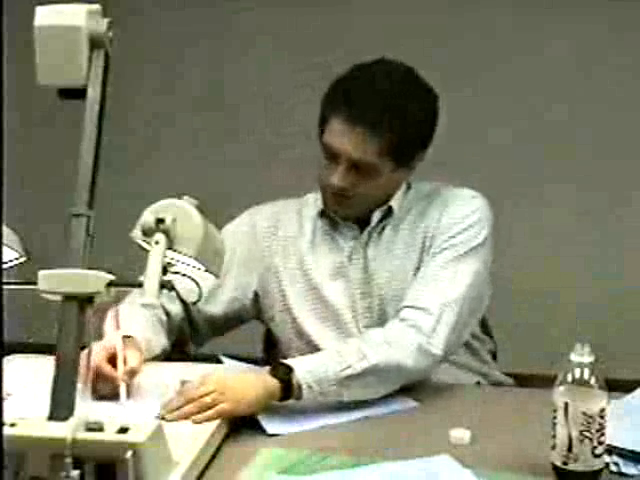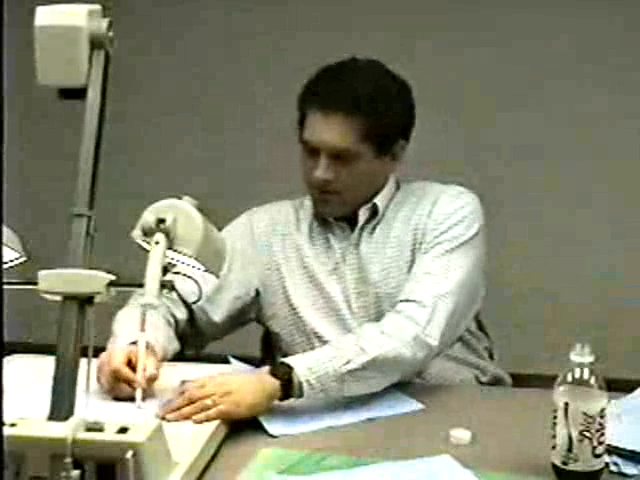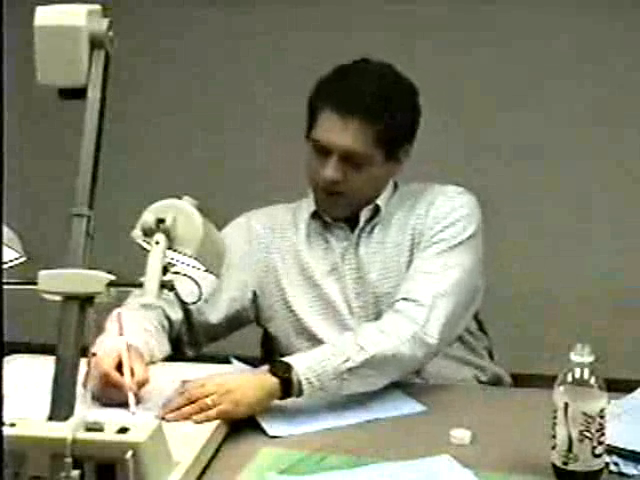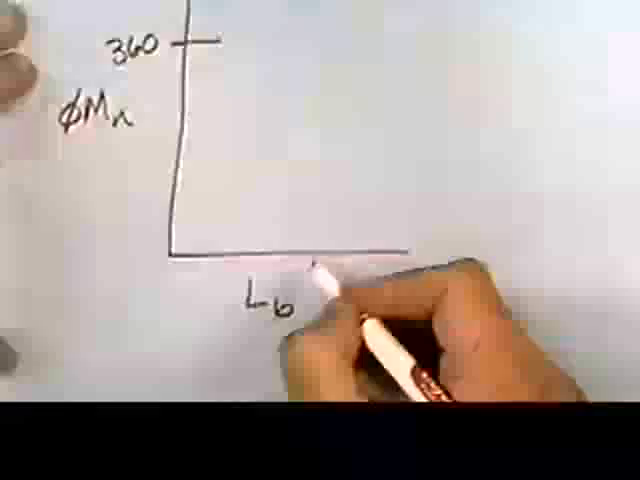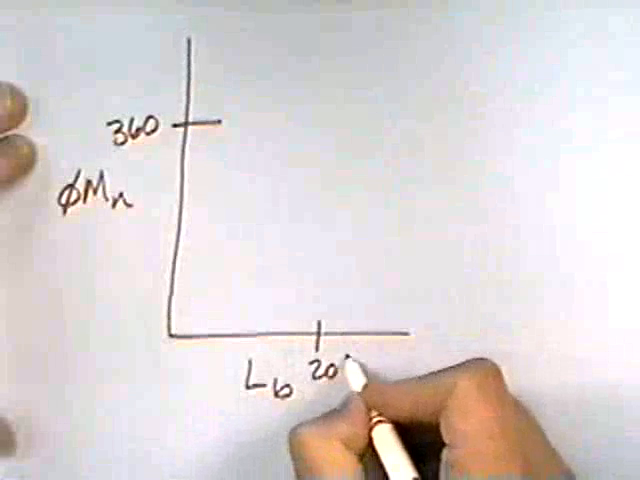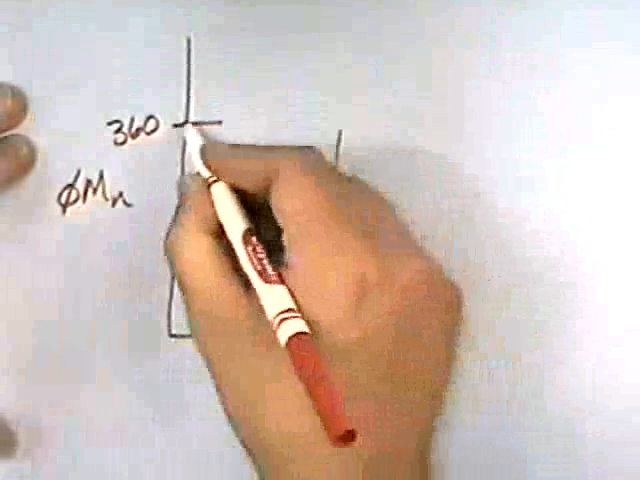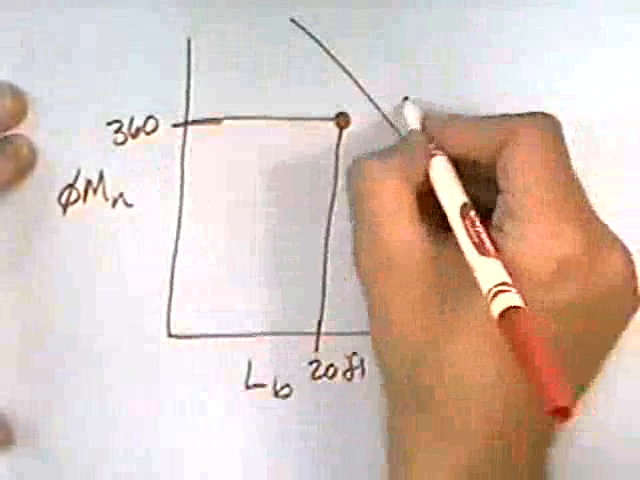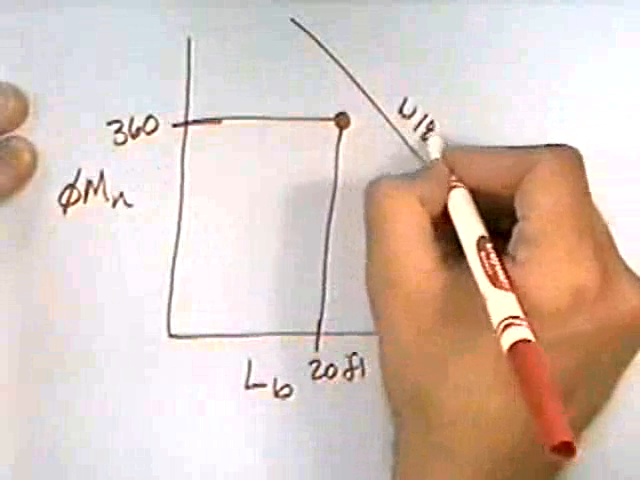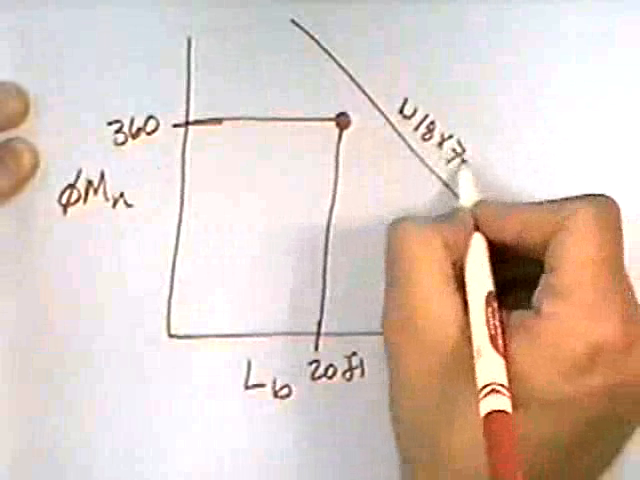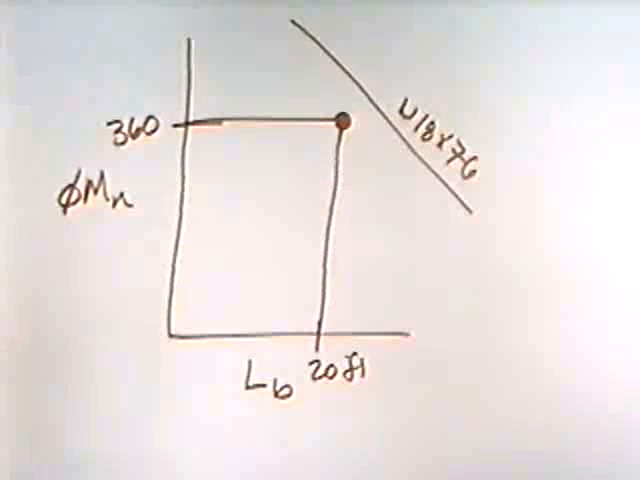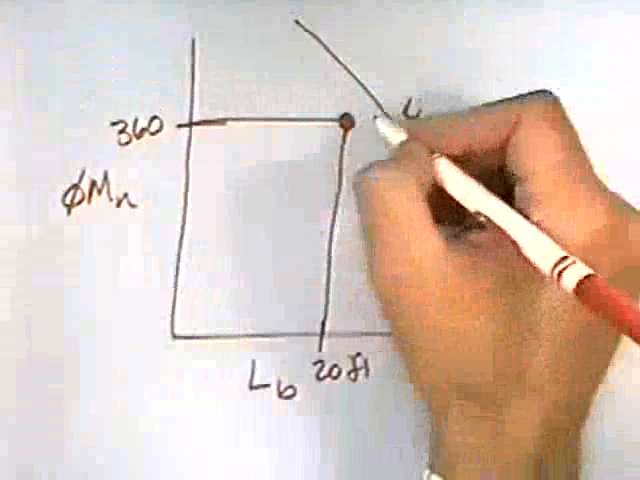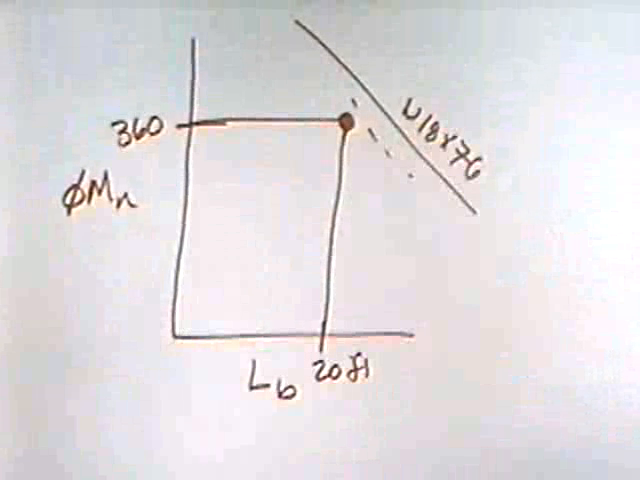If we drew those beam charts, it would be LB, phi M sub N. So we're finding where we have 360, and we look where 20 feet is, and we just go up, find that intersection point, and find the first solid curve, and it's a W18 by 76. That's the first solid one. There may be, I can't remember, but there may be some dashed lines. But they're not the lightest.